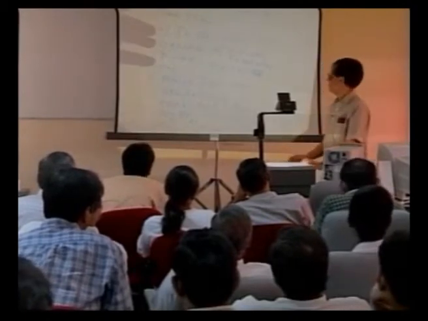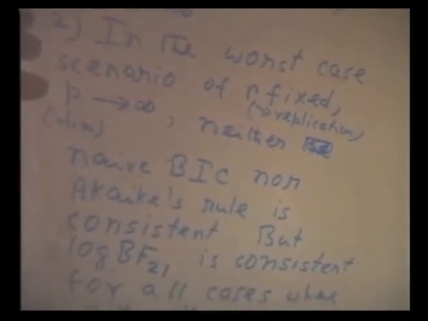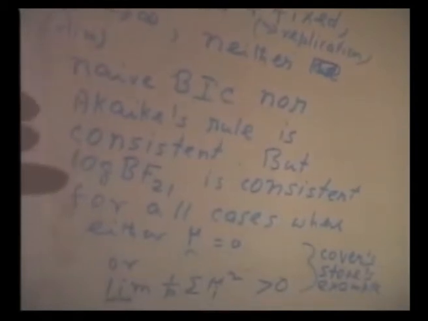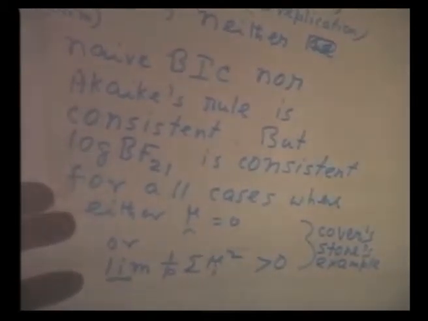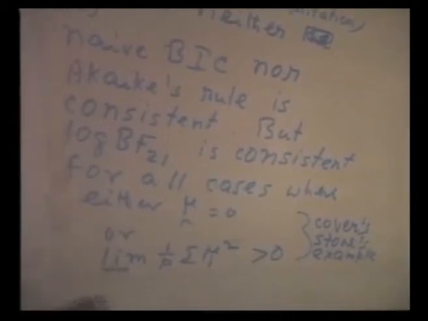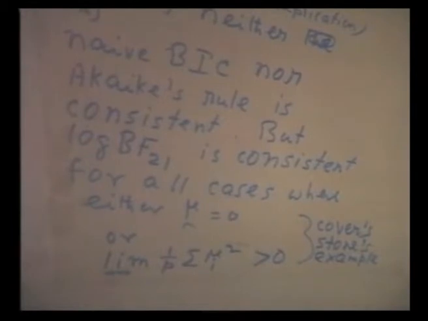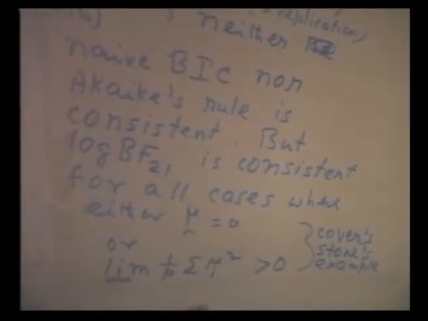Oh, I've already said something about these. This log BF21 does not belong to the class of rules considered by Jun Shao. Even these generalized BIC does not belong to his rules. Then we are going to look at this worst case scenario, R fixed and T goes to infinity. I've already said that this is consistent for all cases. I should have been more precise. This is the precise version of the consistency theorem. Either you know that the mean is 0, or you know that the limit of this is positive. So that's the precise version of the consistency theorem.